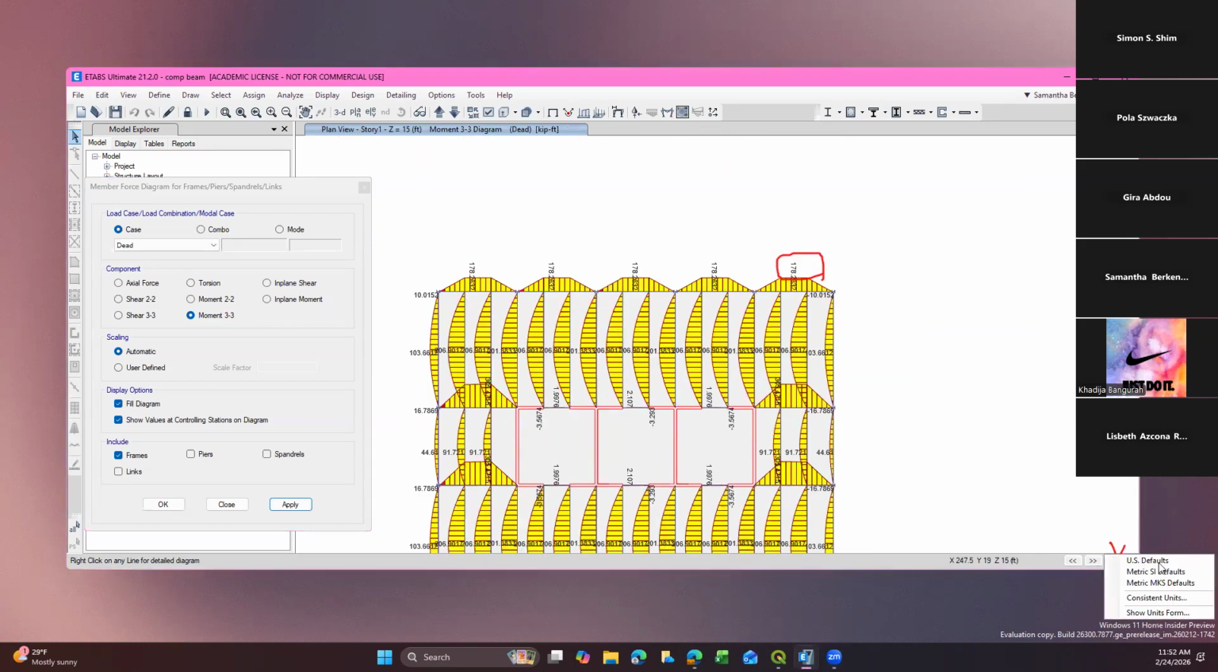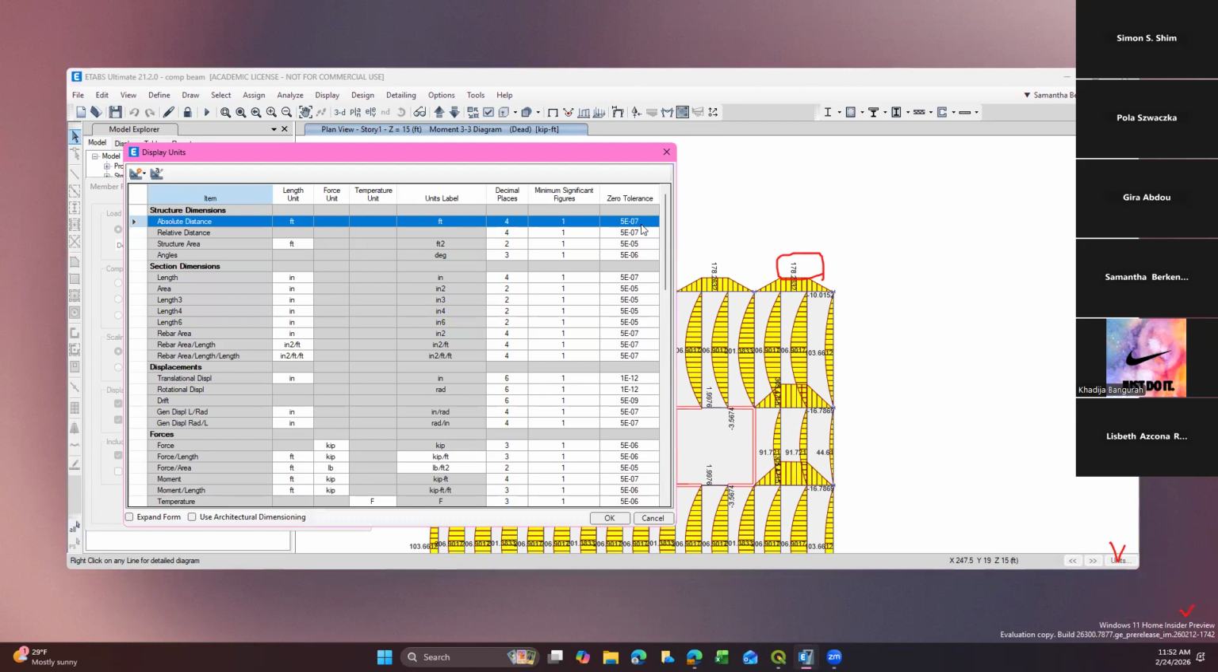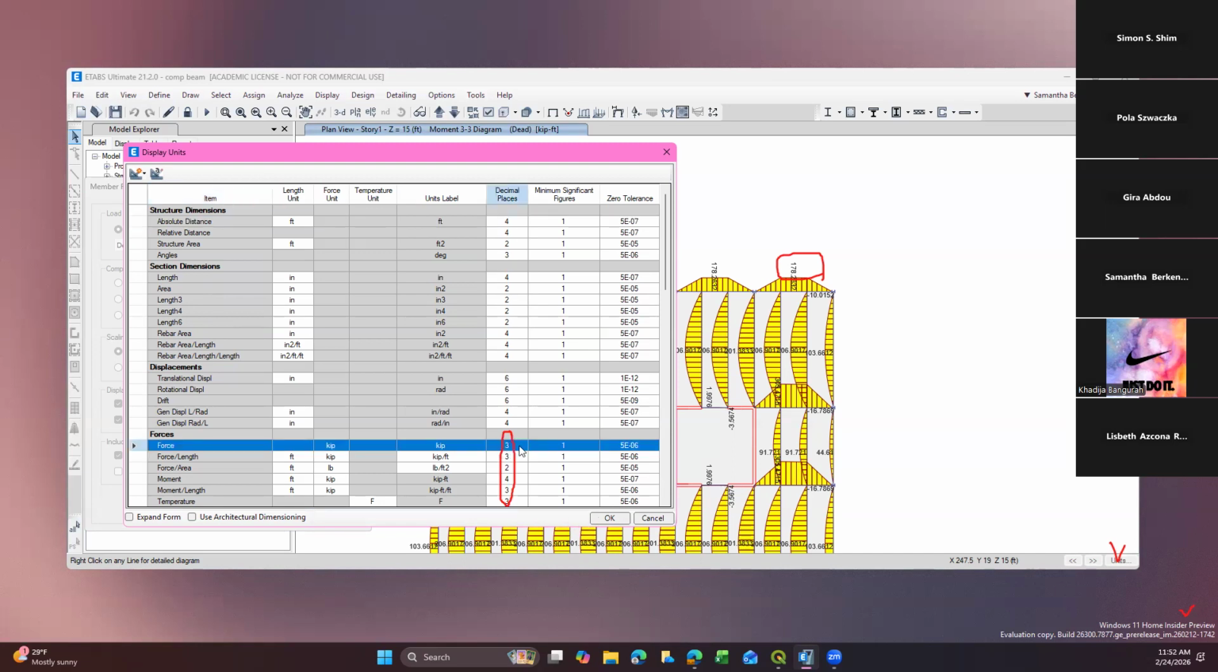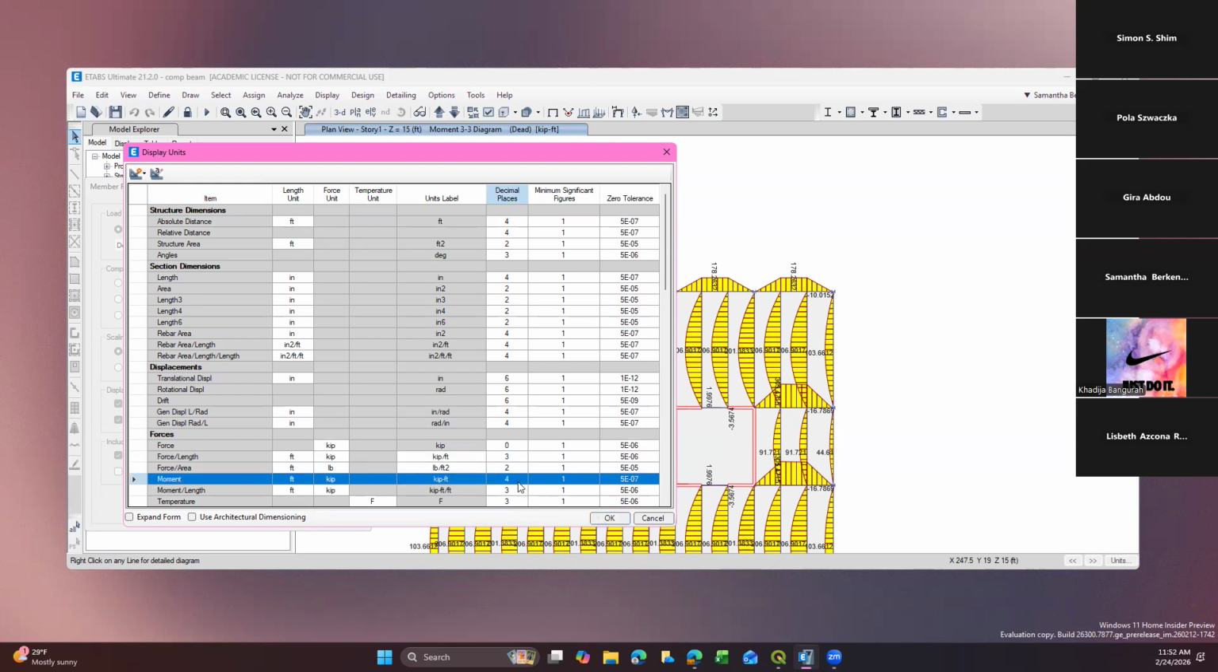The bottom one, bottom one. Okay, here fourth, you can make it 0 or 1 here. Yeah. Maybe 1, 1, 1 or 0. This is up to you. Make a moment forces 1.